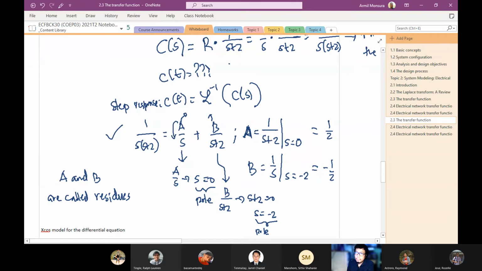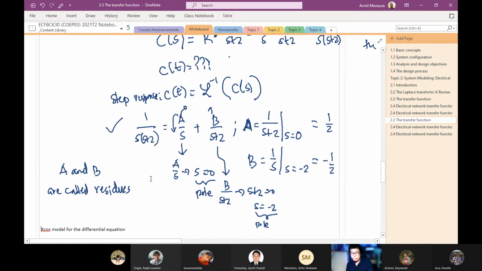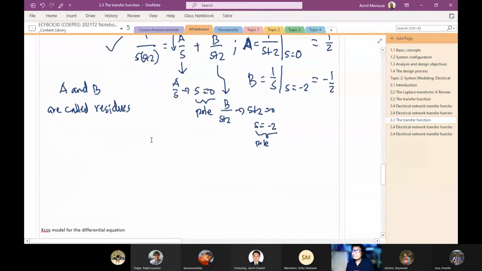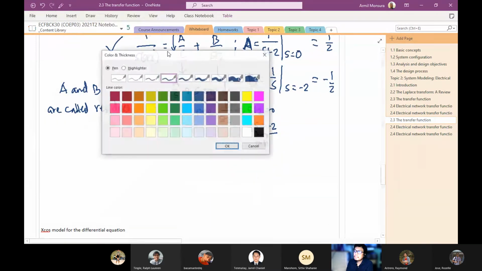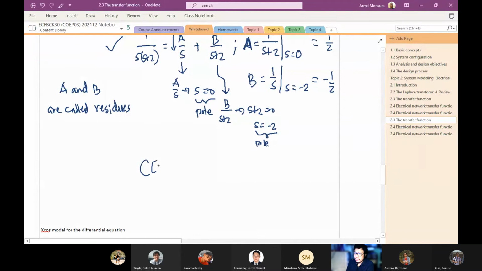Okay? So, with that in mind, we can now rewrite C. Okay? Tandaan nyo, ito yung C eh. 1 over S times S plus 2. So, pwede ko nang i-rewrite yung C. Okay, we can rewrite C of S as A over S plus B over S plus 2. Nalaman ko na yung A ko ay 1/2, tapos yung B ko ay negative 1/2. So now, we can rewrite C as 1/2 over S, okay, minus 1/2 over S plus 2.